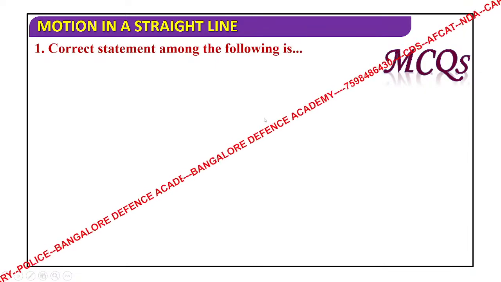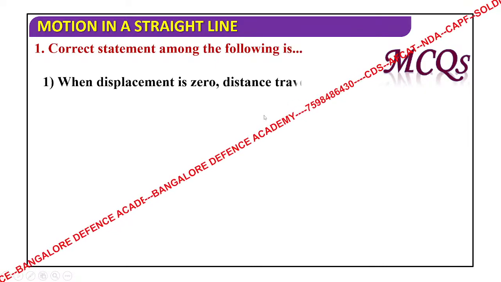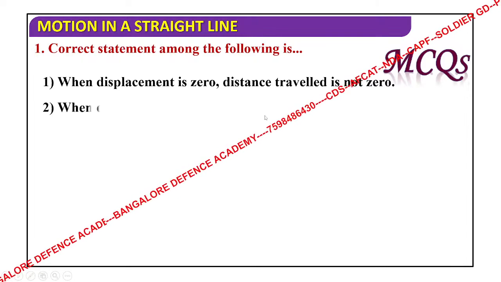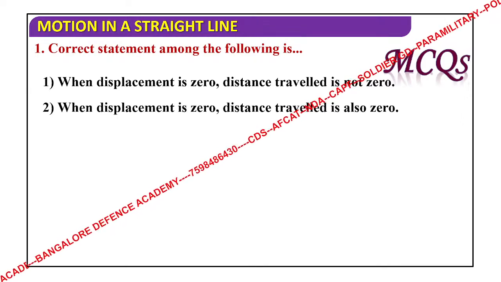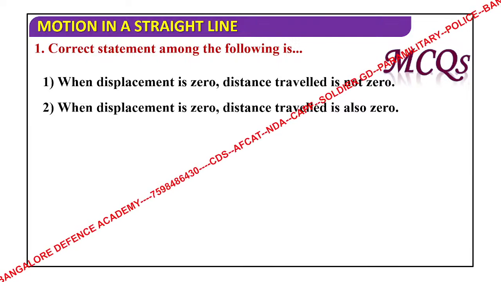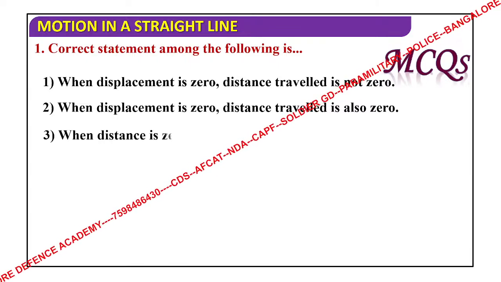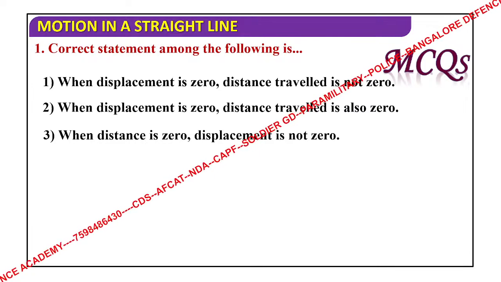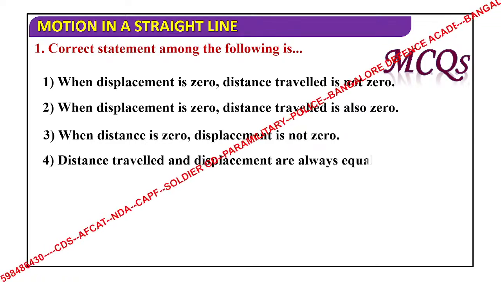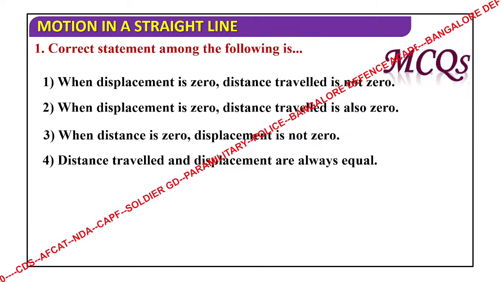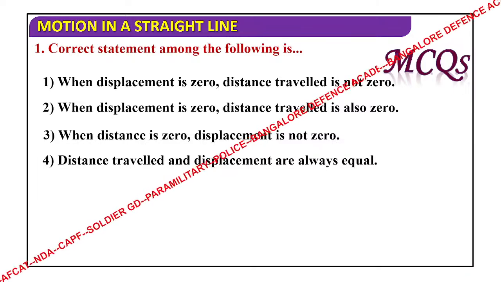Which among the following is a correct statement? Try to answer it. Option one: when displacement is 0, distance traveled is not 0. Second option: when displacement is 0, distance traveled is also 0. Third option: when distance is 0, displacement is not 0. Fourth option: distance traveled and displacement are always equal. Try answering this.